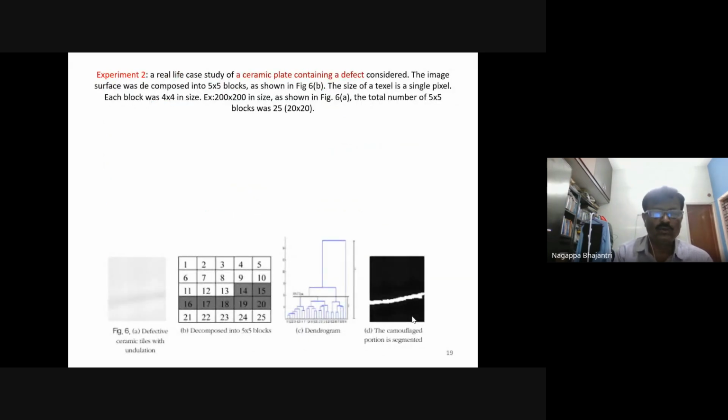For experiment 2, we have taken undulated tiles. That is a natural image, ceramic tiles. We divided this into 25 blocks, 200 by 200, and each block has a size of 20 by 20. This portion forms a cluster. So 14, 15, 16, 17, 18, 19, 20 form a separate cluster, and the others form the same cluster. So we can discriminate the 2 classes. After that, they segmented these classes, these blocks.